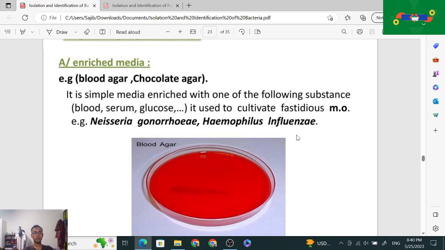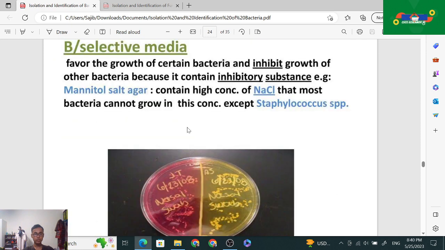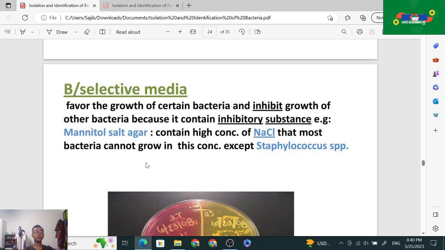influenzae. In this media we can see the cultivated fastidious microorganisms. So these are the fastidious microorganisms. We can see the Haemophilus influenzae, then Neisseria gonorrhoeae. Then selective media. Selective media favors the growth of certain bacteria and inhibits the growth of other bacteria because it contains the inhibitory substance.